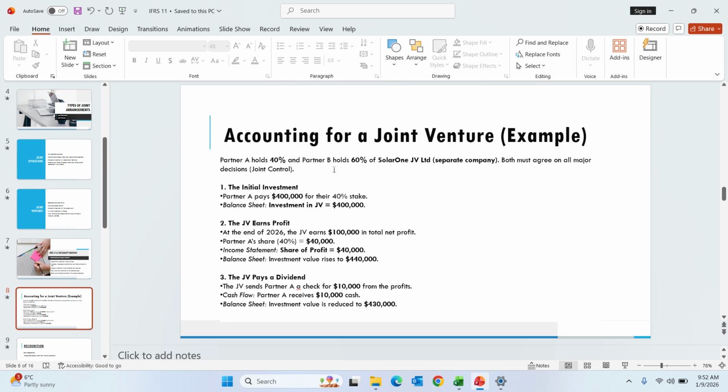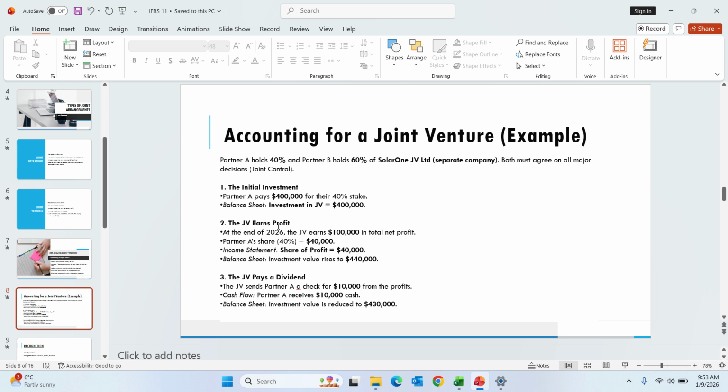Again, in another example, partner A holds 40%, and here I have changed the percentages so we can better understand it. And partner B holds 60% of Solar One JV Limited, which is a separate company. Both must agree on all major decisions, an example of joint control. So for the initial investment, partner A pays 400,000 since their share is 40%. So how will they record it? They have initially invested, so investment in JV is 400,000.